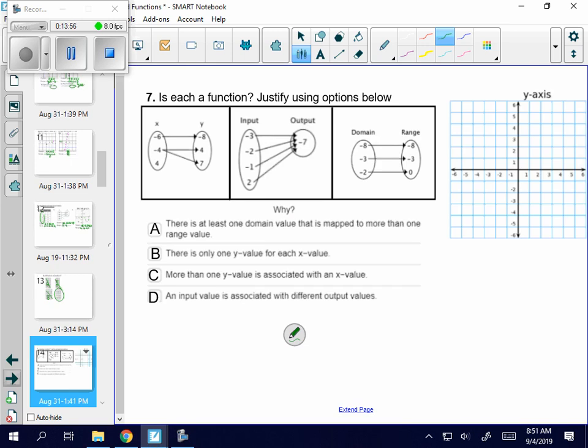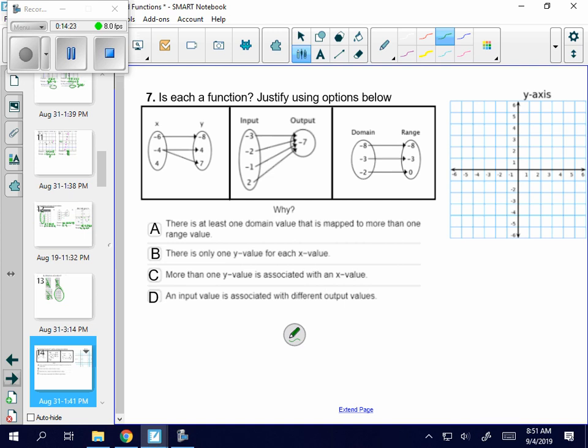Number 7, is each a function? Justify with the options below. By the way, these options here would not be the options you would actually see when you do each one of these questions, because the ones we're about to do will have multiple answers, and when you make your choices, you'll only have one correct choice to choose from. So this is just for demonstration purposes.